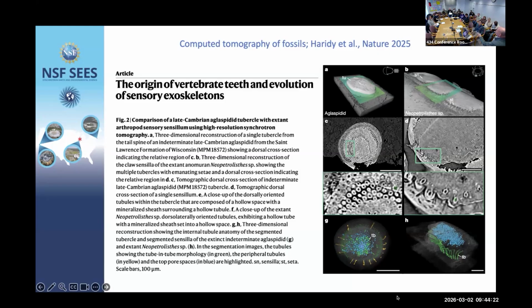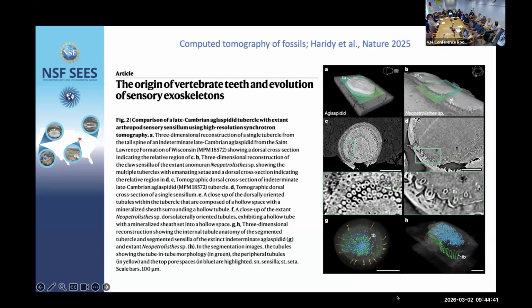Okay. So tomographic applications are something that you're going to be seeing a lot of, that you already saw in Wenlu's talk, but there's a lot you can do with tomography in earth and environmental sciences besides rock mechanics. Here's an example. When was this published? Last year. This was a Nature paper in 2025.